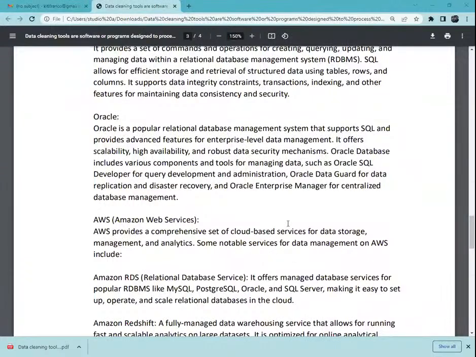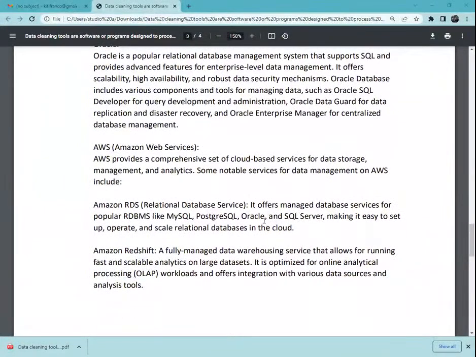AWS provides a comprehensive set of cloud-based services for data storage, management, and analytics. I like this because it's cloud-based up there. We don't even know where things go when you save them up there. It's able to give us, for example, later on when I have time, the ability to see how you are watching those videos. So it has a back-end platform, which is so nice for analytics.